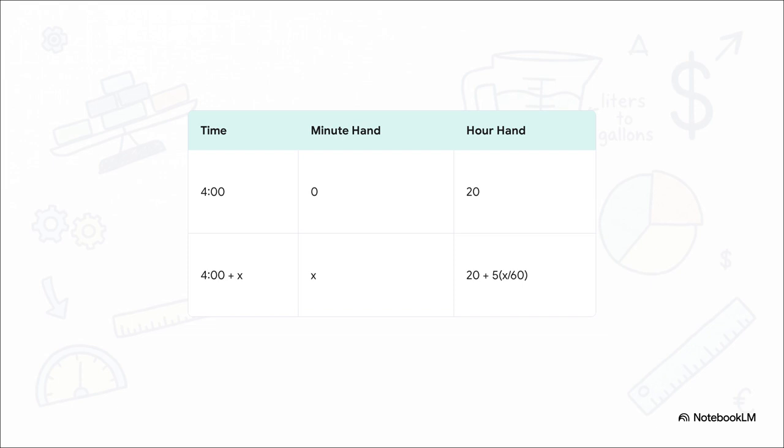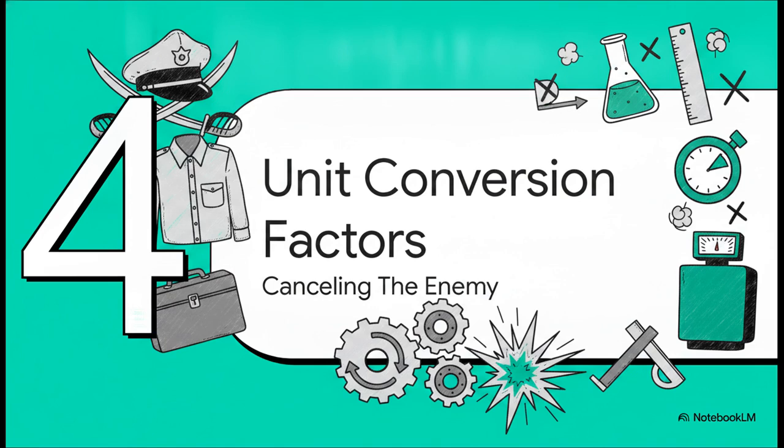Set them equal to each other, solve for x, and you get 240 over 11 minutes. No formulas, just pure, basic proportion logic. Drill Sergeant back on deck.